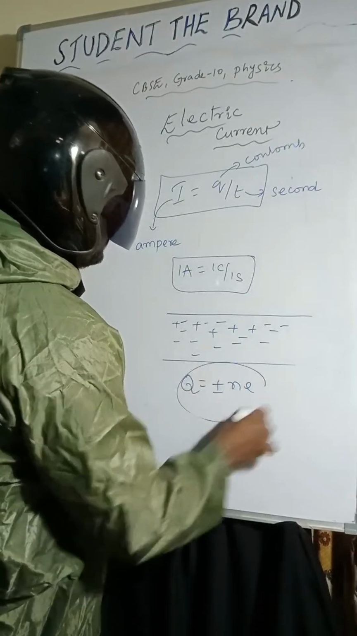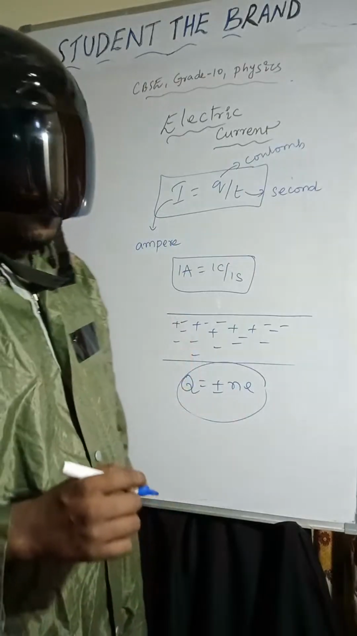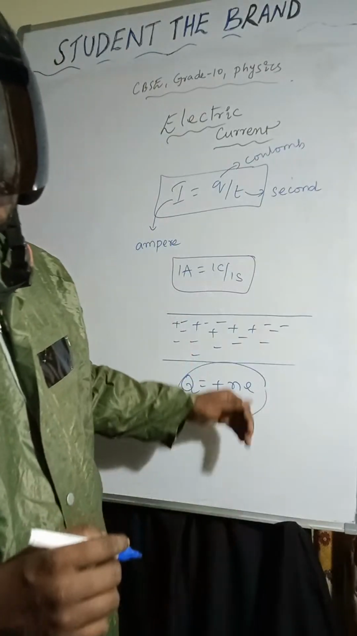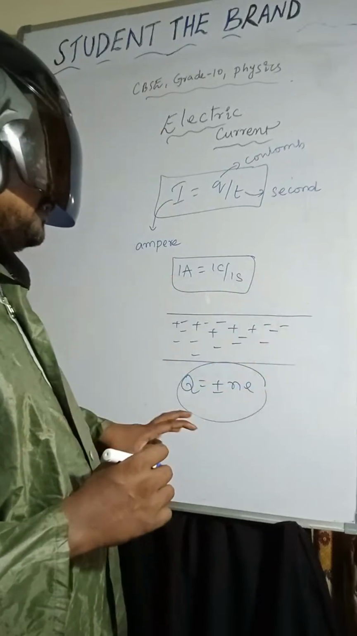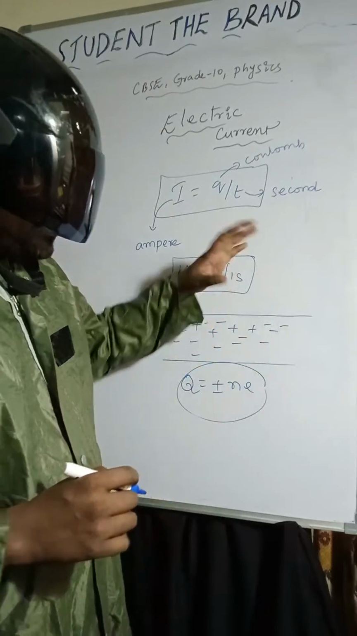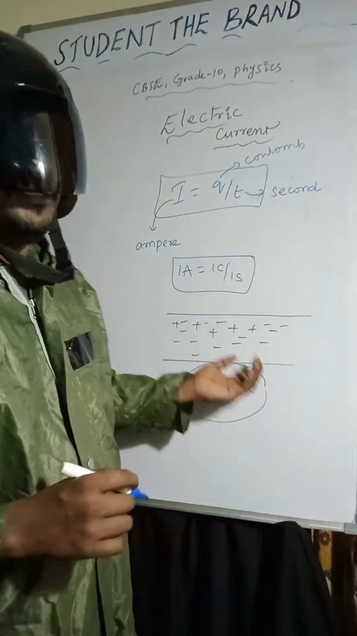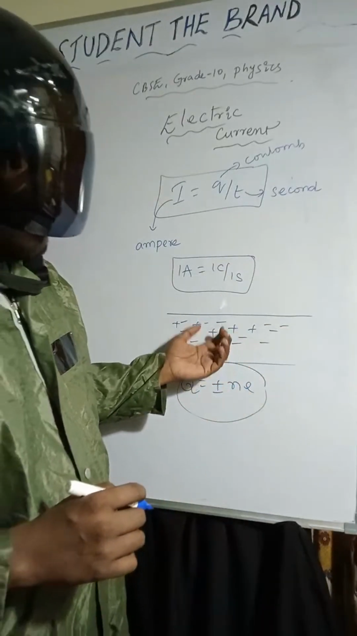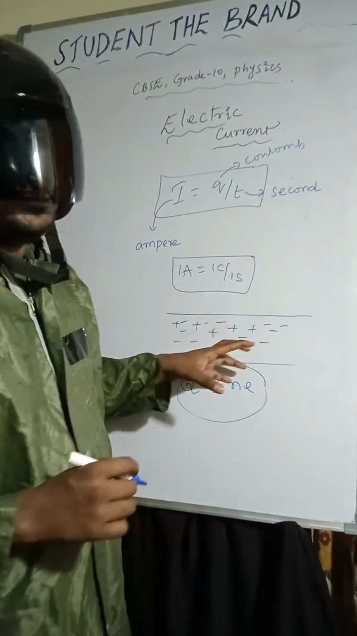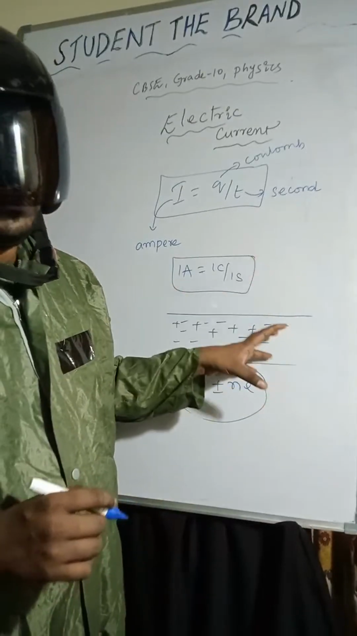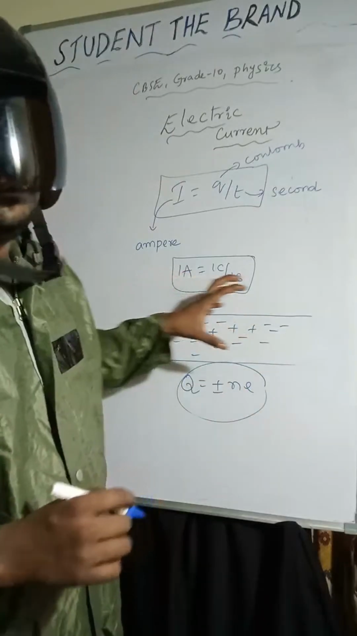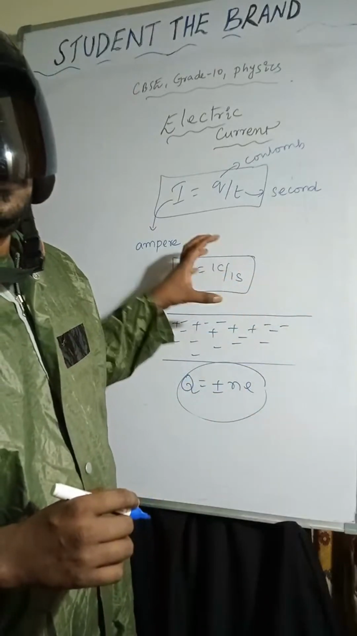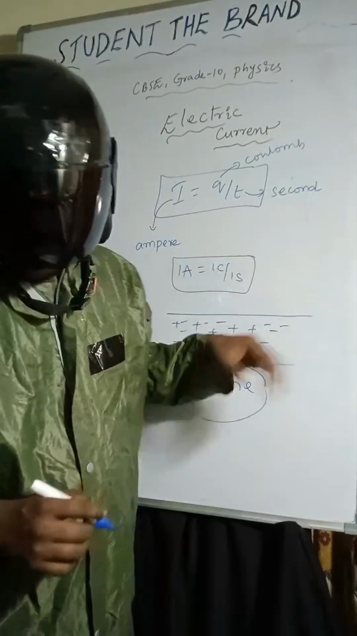So why are we taking plus or minus Ne? Because positive charges are there as well as negative charges are there. That's why I am taking plus or minus Ne. Now, quantization of charge: N is the number of charges moving inside of the conductor.